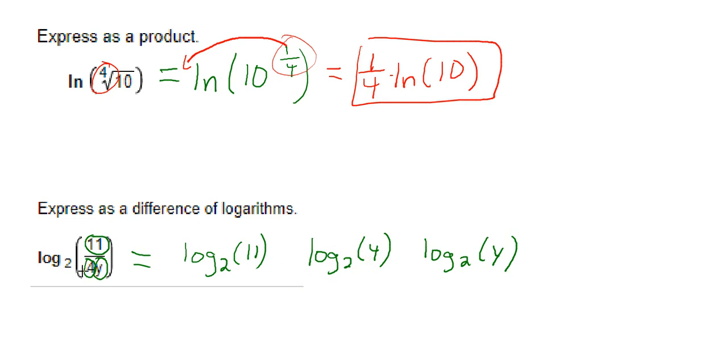So this 4 came from the denominator, so this should be a negative logarithm. We should be subtracting it. And this y, also a factor from the denominator, so we'll make this logarithm negative as well. Right? So if it comes from the numerator, make it positive. If it comes from the denominator, make it negative. Make the logarithm negative. And that's it.